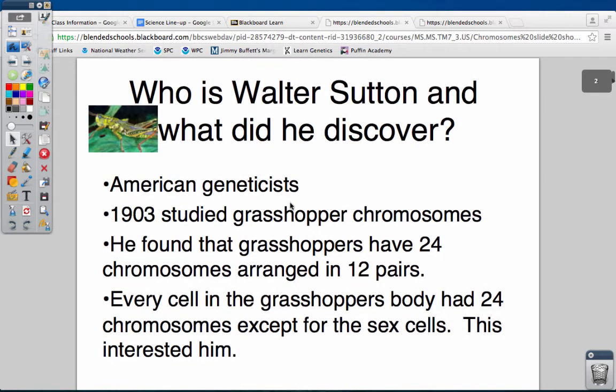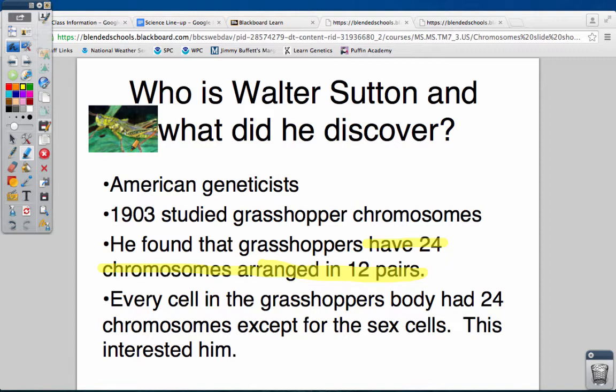How did we come to discover this DNA? Well, we can thank a man named Walter Sutton, who was an American geneticist, and he studied grasshopper chromosomes. The cool thing that he discovered was that grasshoppers have 24 chromosomes, but they're arranged in 12 pairs. Meaning there's 24 total, but for each one there is a pair that sits right next to it. Each one has its own little chromosome buddy that hangs out with it, and they code for the same thing.